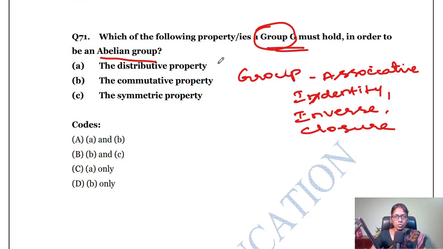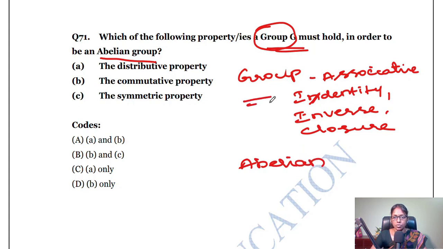So this group G must hold these in order to be an abelian group. If this group has to be an abelian group, then what is the property you have to add? So what is an abelian group? In a group you have to add the commutative property. If you add the commutative property inside the group, then it is called an abelian group. So only B is correct, which is available in option D, B only. There is no need to add distributive or symmetric property.